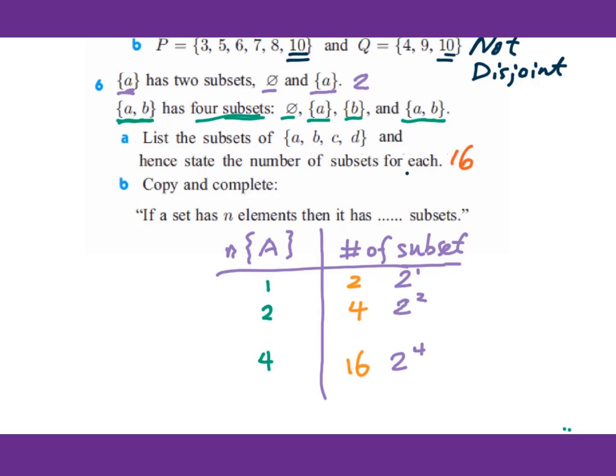Therefore, if you have a set with 3 elements, number of subsets will be 2 to the third power, 8 subsets. If you have a set with 5 elements, you will have 2 to the fifth power subsets. That means 32 subsets. Copy and complete this sentence. If a set has n elements, then it has 2 to the nth power subsets.